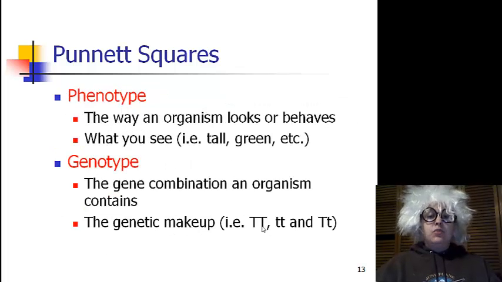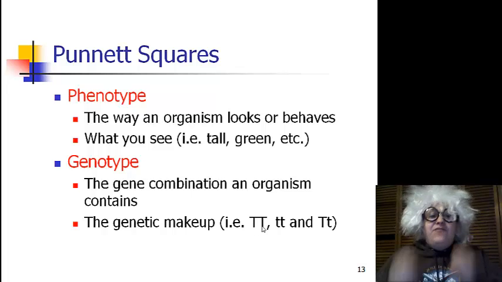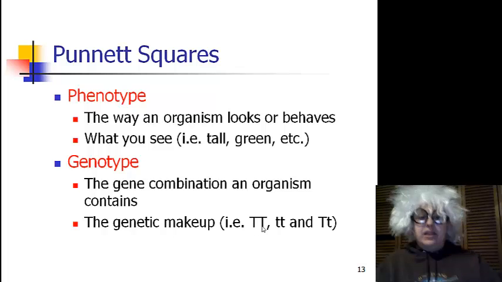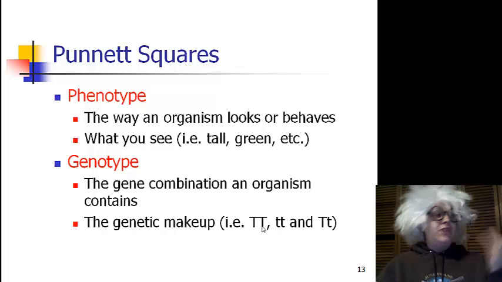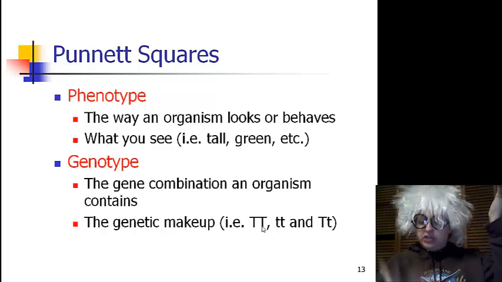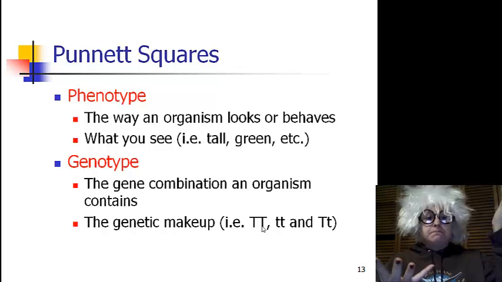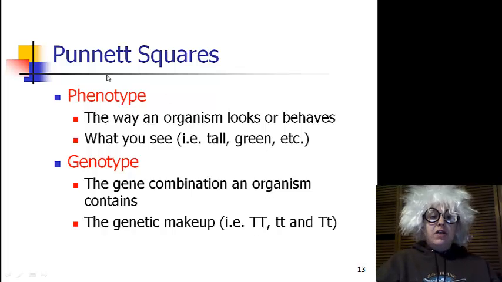A phenotype is the way the organism looks and behaves. It's what you see. Physical appearance is the phenotype. The genotype is the gene combination, the genetic makeup. So phenotype, physical; genotype, gene. That's how you remember the two.